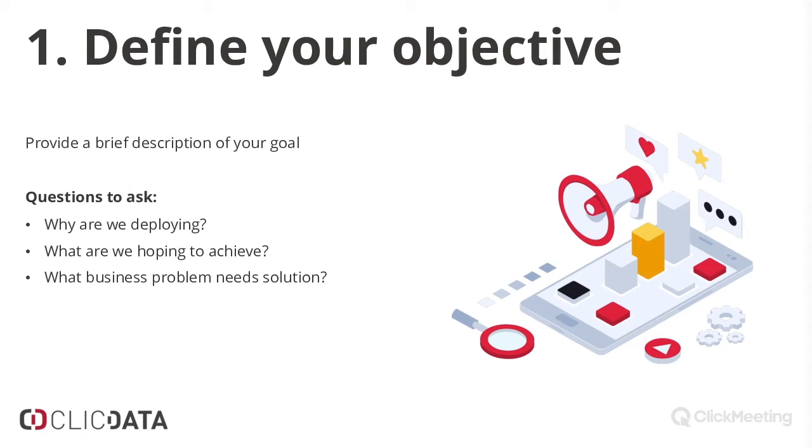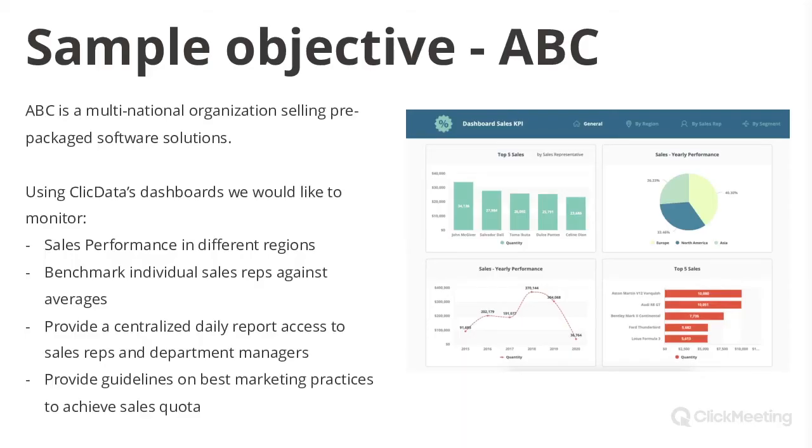With the same example that I spoke about previously, the company selling software solutions, we try to understand what the objective is for that particular organization. The objective that we came up with is that this organization wants to track sales performance in different regions. They want to benchmark individual sales reps against averages. They want to provide centralized daily report access to all the sales reps and department managers. And ultimately, they want to provide them future guidelines on the best marketing practices to achieve their sales quota.